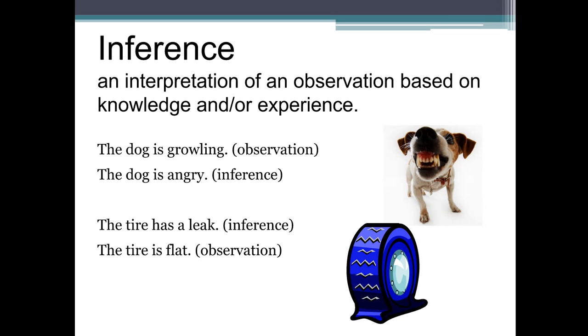So if we look at a second example here, the tire has a leak. That's an example of an inference. Okay, you don't know whether or not the tire has a leak. It could have been manually deflated. Somebody could have wanted to take the air out of it, whatever. However, if we look at this on the other side, saying the tire is flat is an observation. We can see that there is less air in the tire than there's supposed to be.